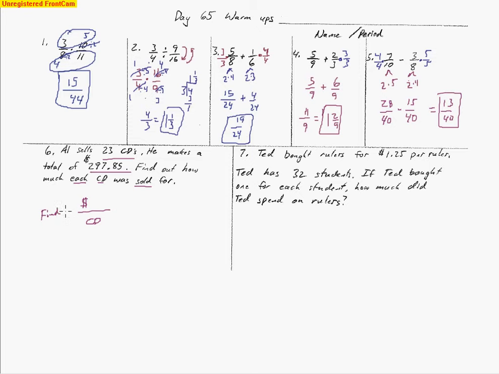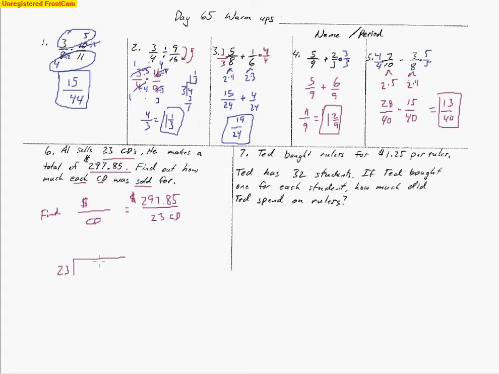And so we're going to take the number of dollars that we have. So we've got $297.85. And we're going to divide it. That's what the fraction bar means. We're dividing it by 23 CDs. So basically we're finding a unit rate.